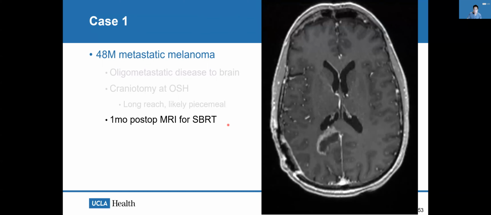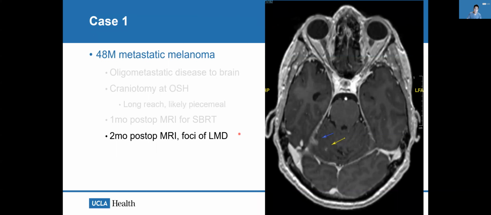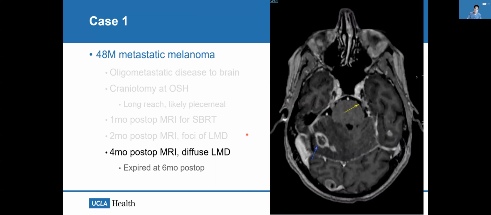1 month post-op, you can see that there's tumor growing back all along the resection cavity here. And it looks like there might have been violation of the ventricle or the CSF pockets of the brain. 2 months post-op, you can see foci of leptomeningeal disease growing along the surface of the cerebellum. 4 months post-op, you can see caking of the cranial nerves and the cerebellar folia.